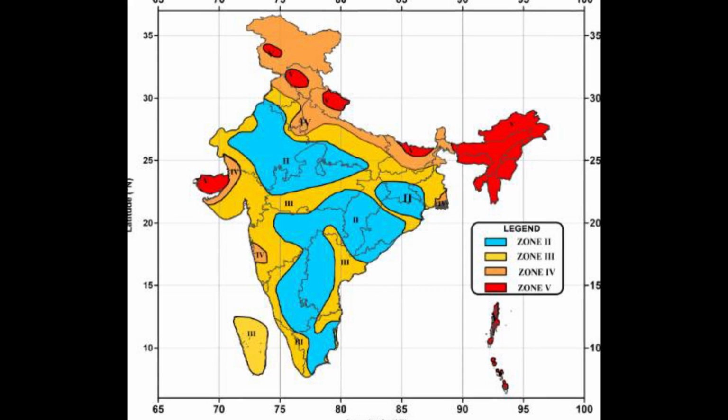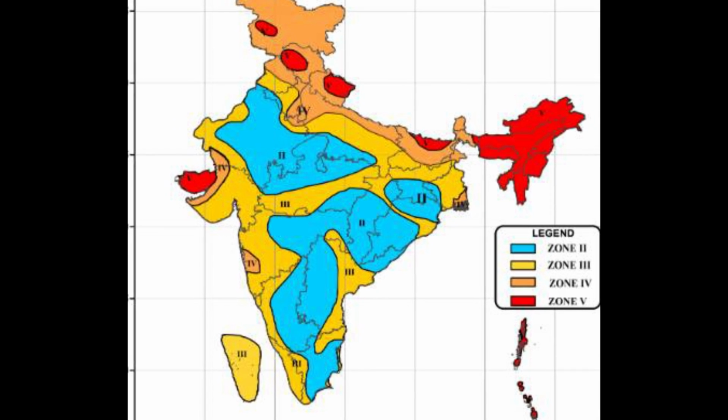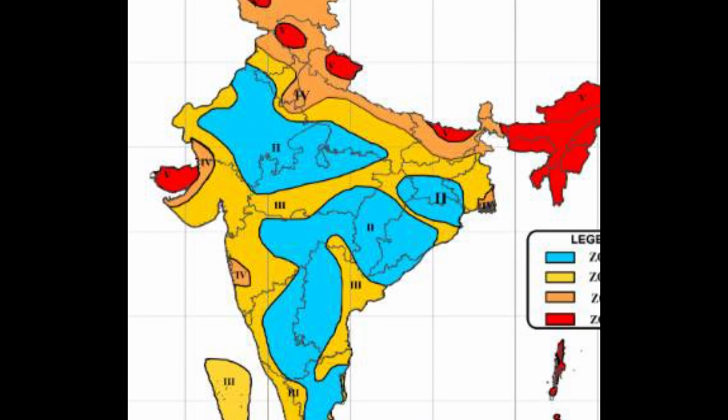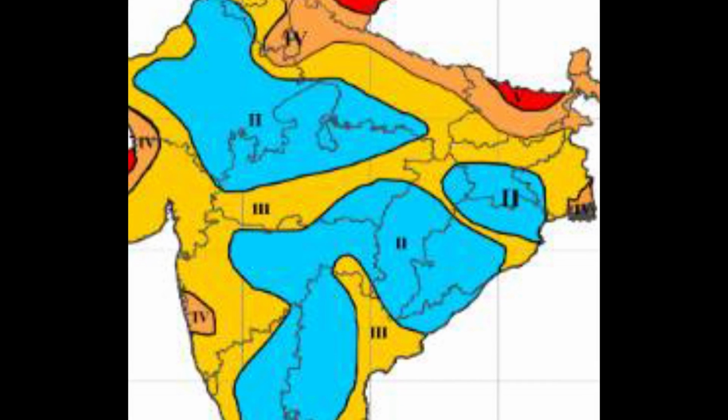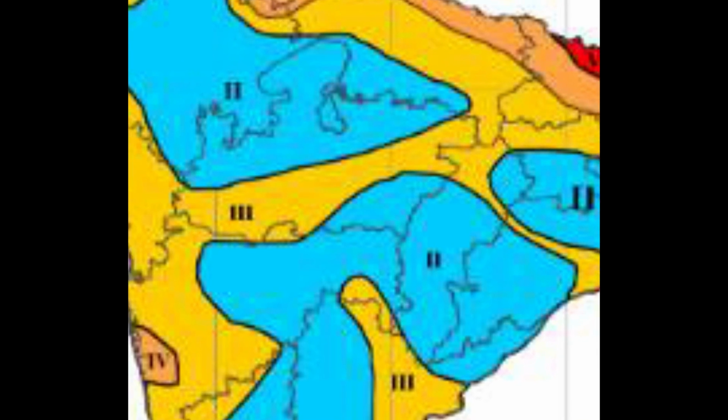4. Central India. This zone covers the central part of India, including the states of Madhya Pradesh and Chhattisgarh. The region is seismically active due to the presence of several fault lines and underground reservoirs of magma.